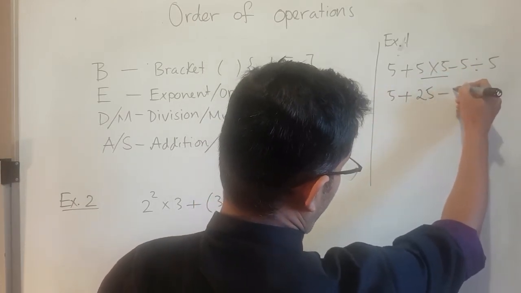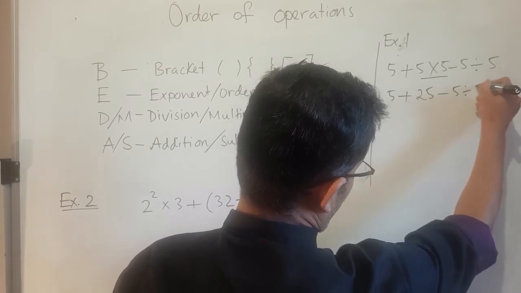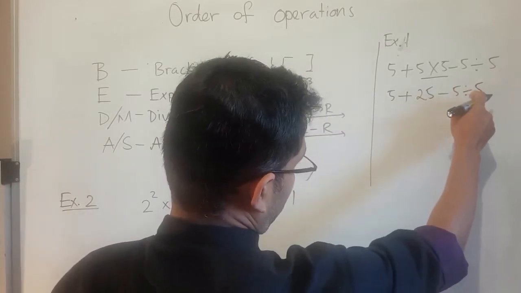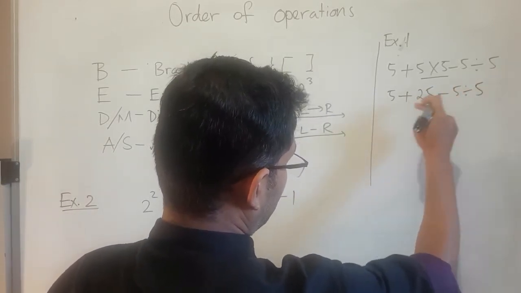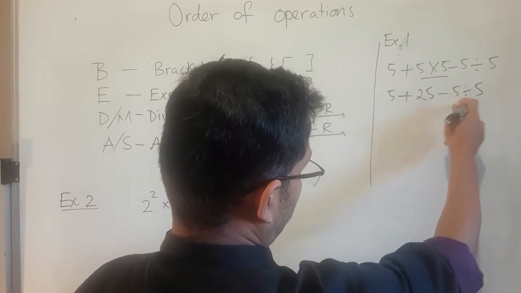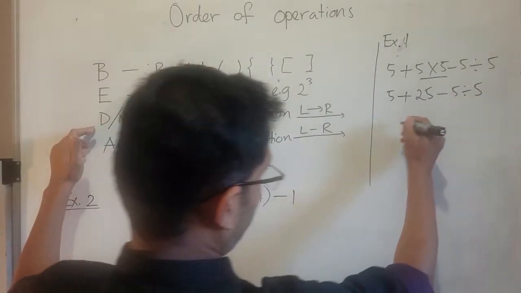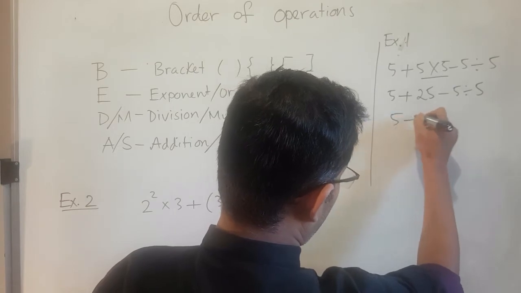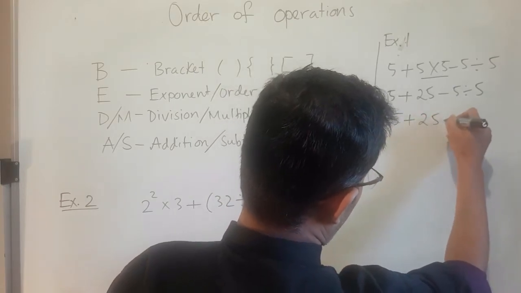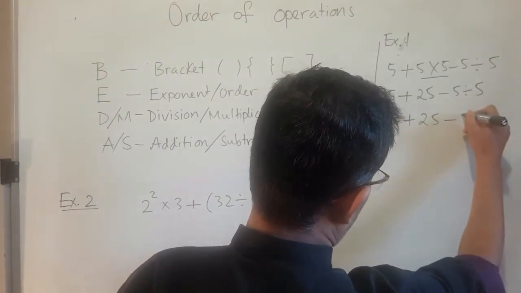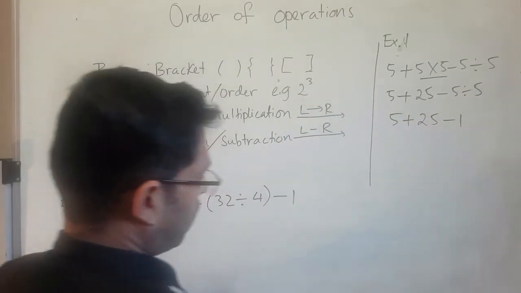Then minus 5 divided by 5. Now from here you can see the division, addition and subtraction. Definitely the division comes first. If you do the division, it will be 5 plus 25 minus that division will give us 1. 5 divided by 5 is 1.